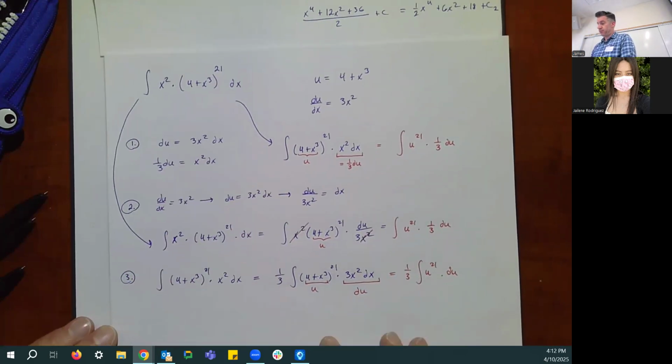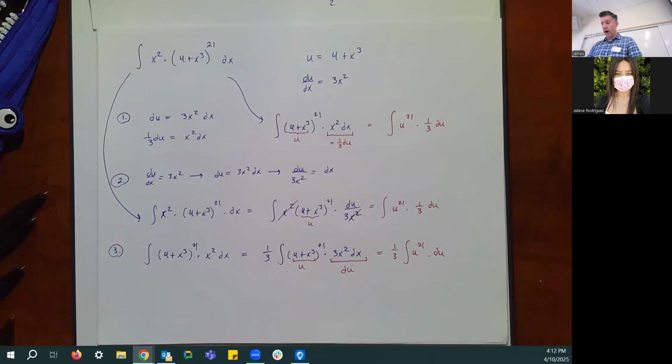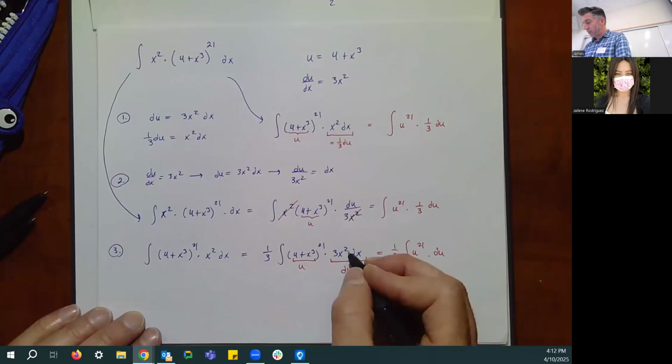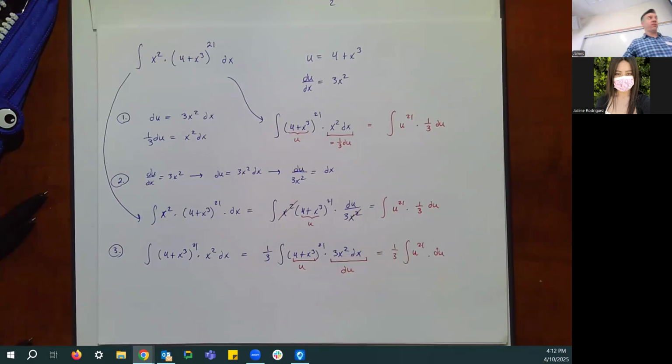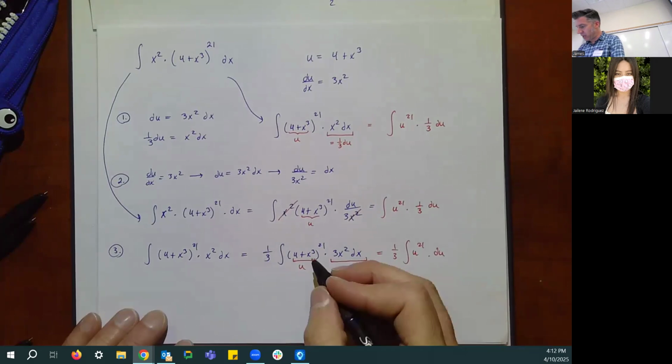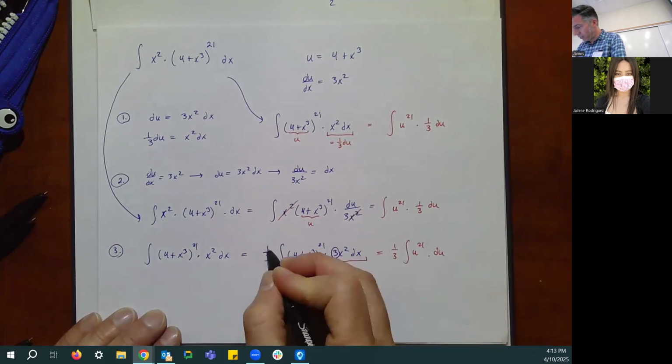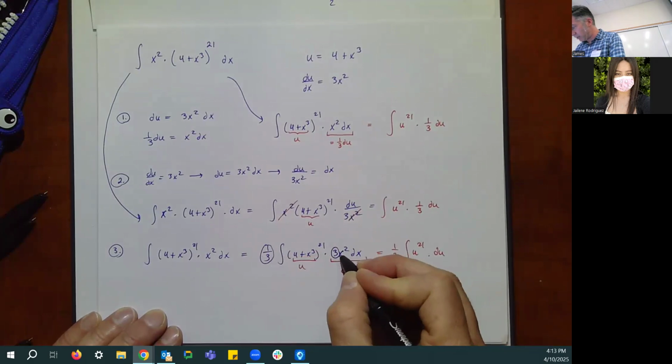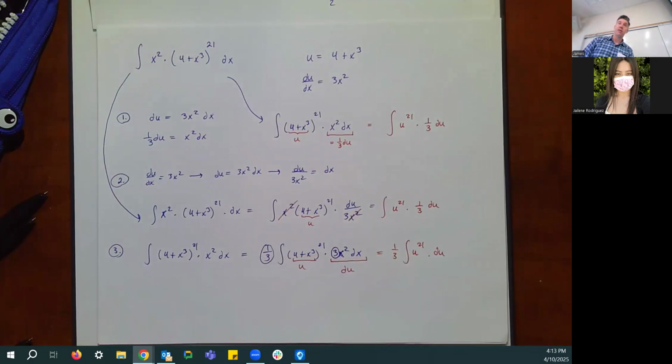For the third method, where did the 1/3 come from? Well, I told myself I wanted to have a 3x squared, but I can't just multiply by 3. I can only multiply by 1. So I multiply by 3 and by 1/3 to end up being equal to 1. So this 3 here and that 1/3 there are technically canceling each other out. I'm not going to cancel them out, but they would cancel out. So this integral is the same as that integral, right? I've just multiplied by 1/3 and by 3. But then, 3x squared dx is my du. 4 plus x cubed to the 21st is my u to the 21st.